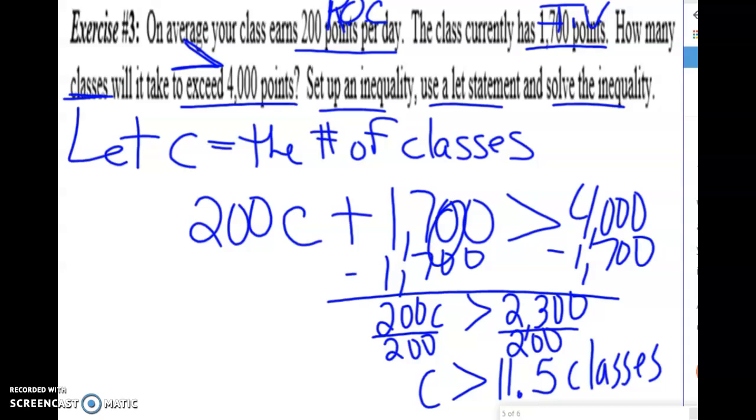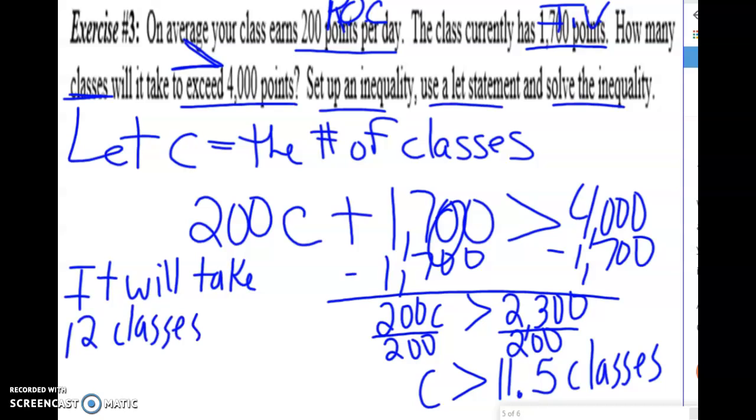So sentences are always better than sentence fragments. It will take 12 classes to exceed 4,000 points. All right, so there you have it. How you would score that many points in a normal year when I'm playing some basketball in my classes.